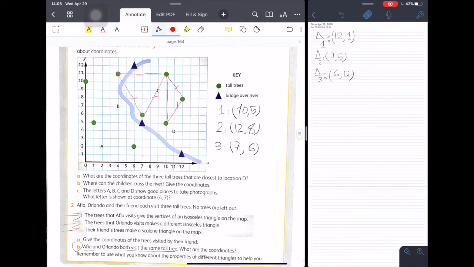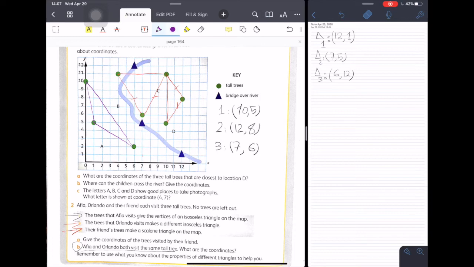And last one, dear friends, the trees make a scalene triangle on the map. So please remember, a scalene triangle is a triangle with no equal sides. So in order to do so, I will draw this one in purple. The last trees, because they said no trees were left out. Therefore, we will have our scalene triangle like this. Now let's answer the questions.